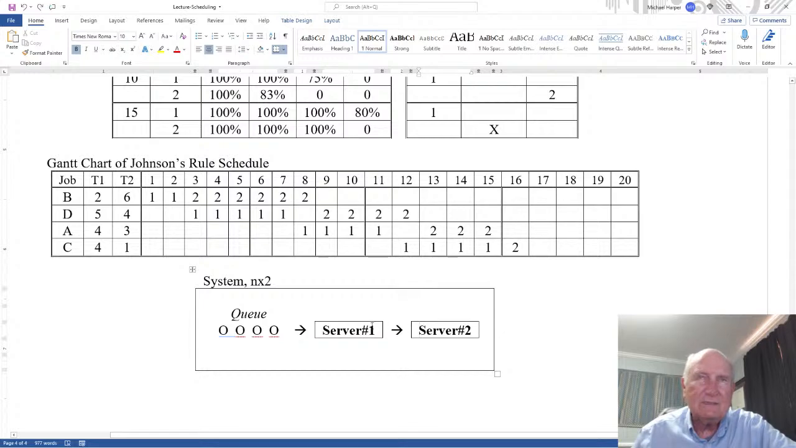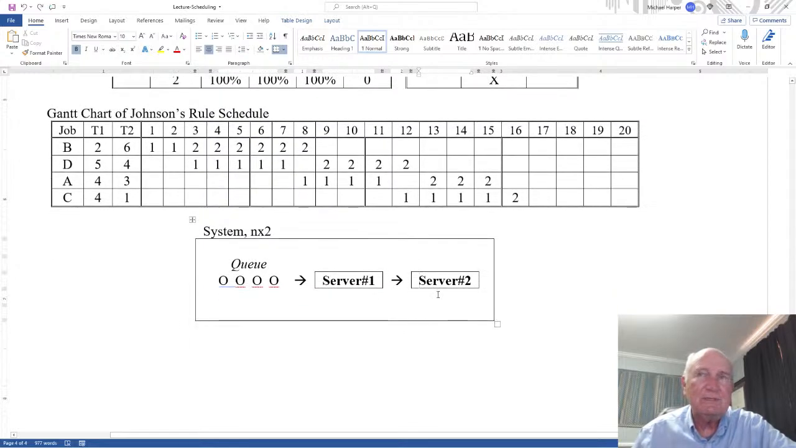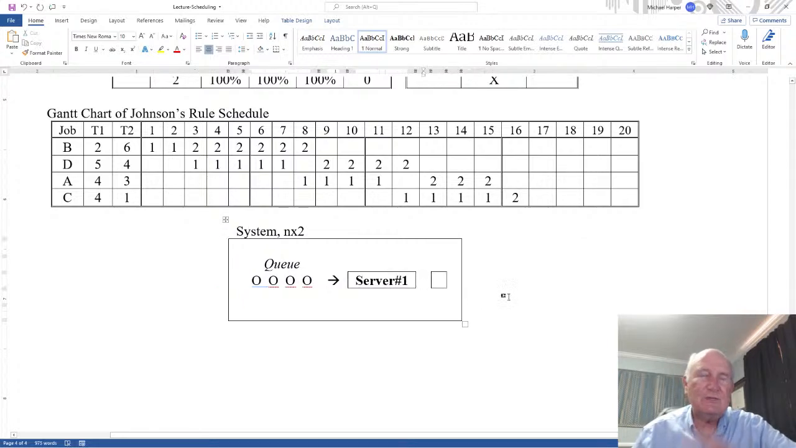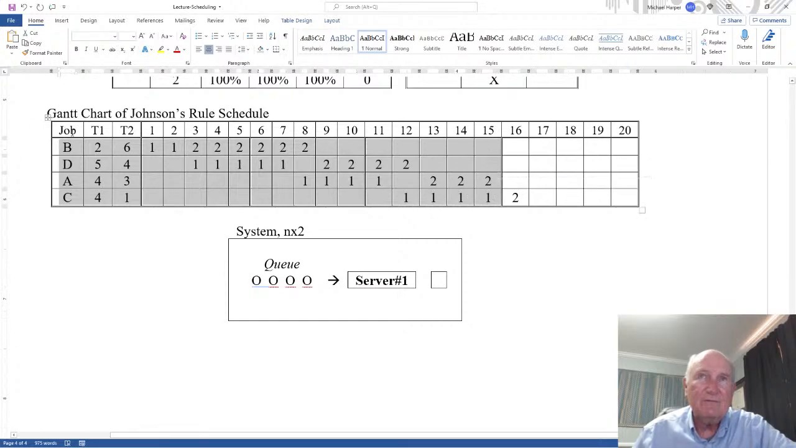Right here, let's see here. Let me start by simply saying, let's just ignore the second server. How long does it take the first server to process all these jobs? Well, there's the first job, there's a second right there, and there's a third, and there's a fourth. It takes a total of 15 days for the first server to process all these jobs.